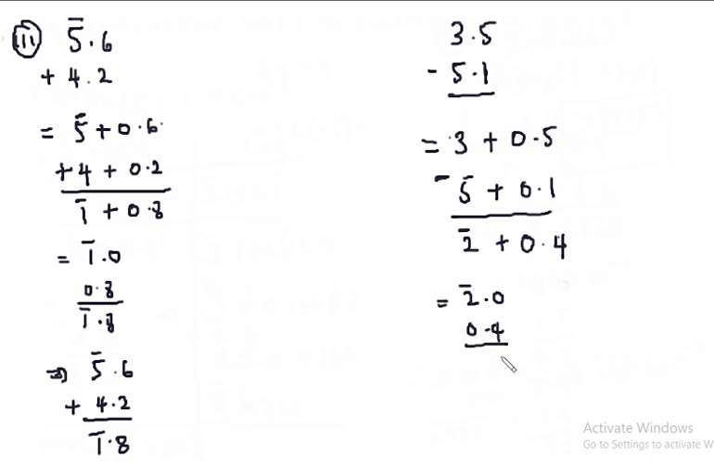0 plus 4 is 4. 2 bar plus 0 is 2 bar. So this is 2 bar point 4. This implies that when we have 3.5 minus 5.1, the result would be 2 bar 0.4. Let's take extra examples on subtraction.